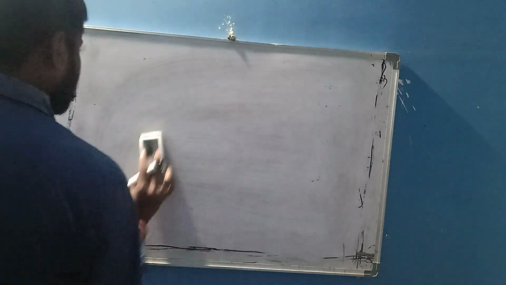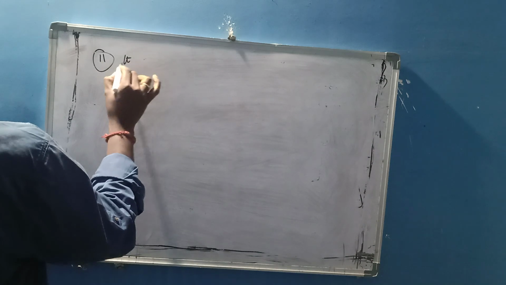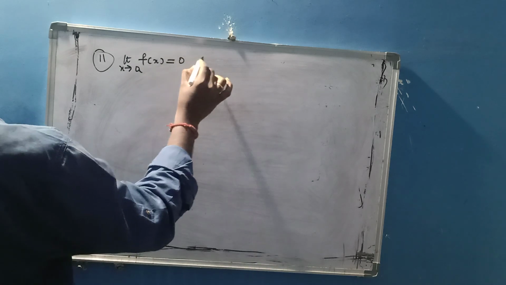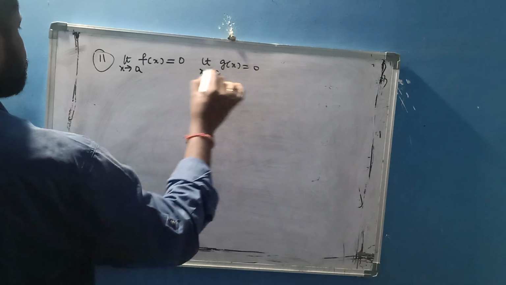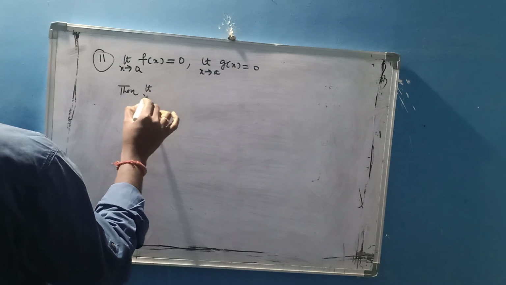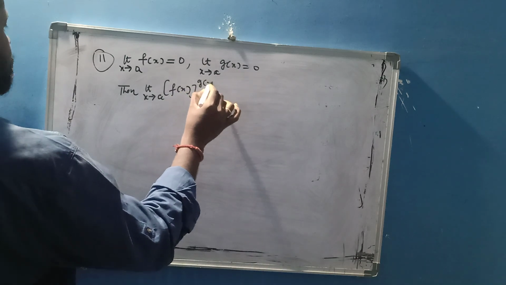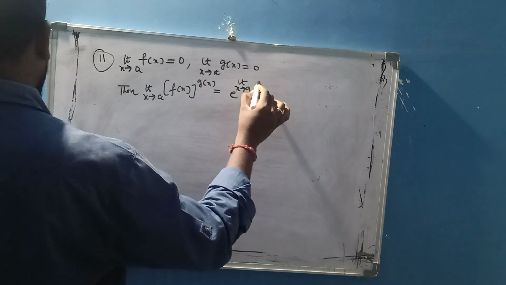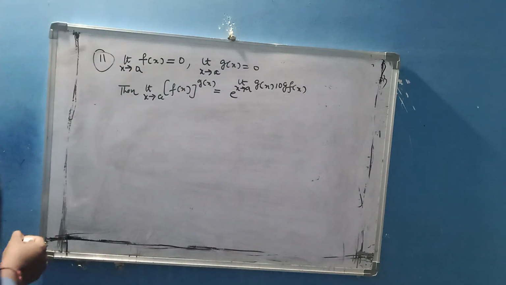Next, like that, one more example, this is also very important. 11th one also. Limit x tends to a, f of x equal to 0. Limit x tends to a, g of x equal to 0. Then limit x tends to a, f of x whole power g of x is equal to e power limit x tends to a, g of x into log f of x. This is the formula.